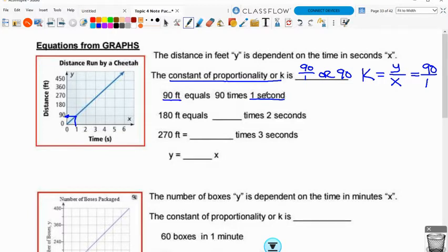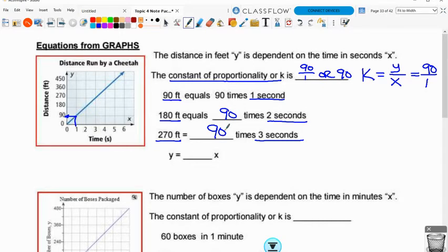90 times 1 is 90. 180 feet in 2 seconds, and we get that by doing 90 times 2. 90 times 2 is 180. The cheetah can go 270 feet in 3 seconds, and we do that by doing 90 times 3. 90 times 3 is 270.